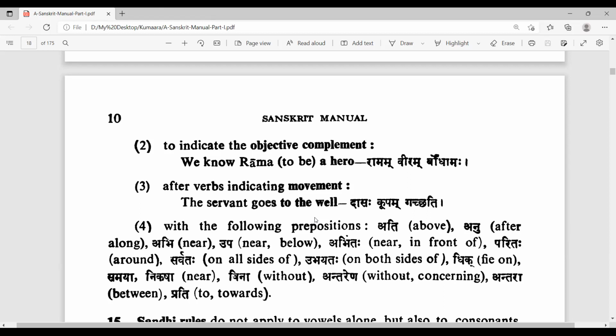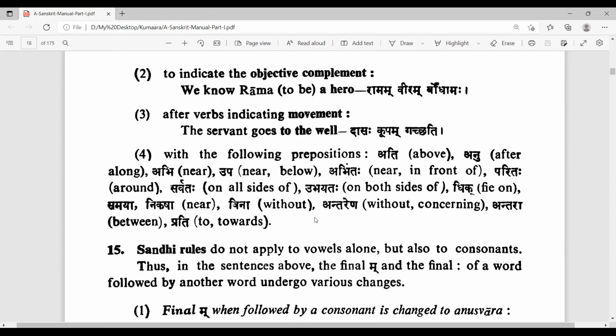Okay. Then with the prepositions, Upapada Vibhaktis, please note the meanings of the prepositions. Ati, above. Anu, after, along. Abhi, near. Upa, near or below. Abhitaha, near, in front of. Paritaha, around. Sarvataha, all sides. Ubhayataha, both sides. Dik, Samaya, Nikasha, near. Vina, without. Antarena, without or concerning. Antara, between. Prati, towards.